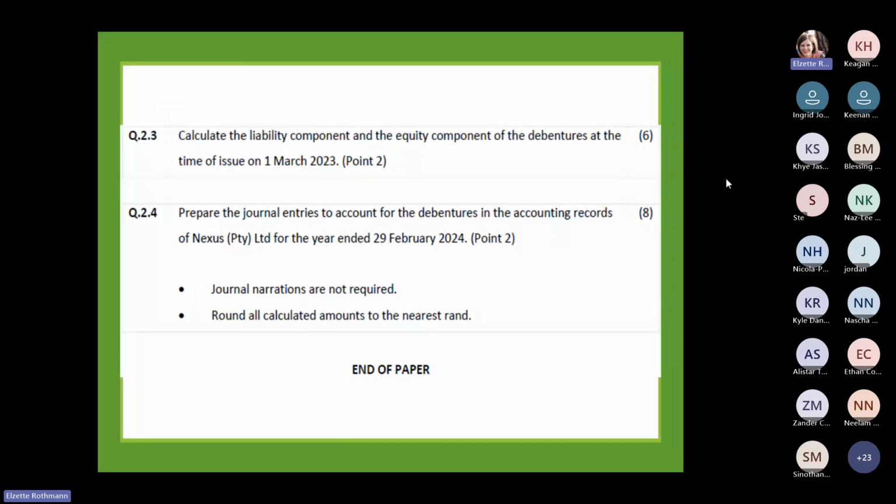Then at 2.3, they ask you to calculate the liability component and the equity component of the debentures at the time of issue on 1 March 2023. So that's now 0.2. And then 2.4, do the journal entries to account for the debentures in the accounting records of Nexus Pty Limited for the year ended 29 Feb 2024. And that's then also 0.2. Journal narrations are not required, and round all calculated amounts to the nearest rand.